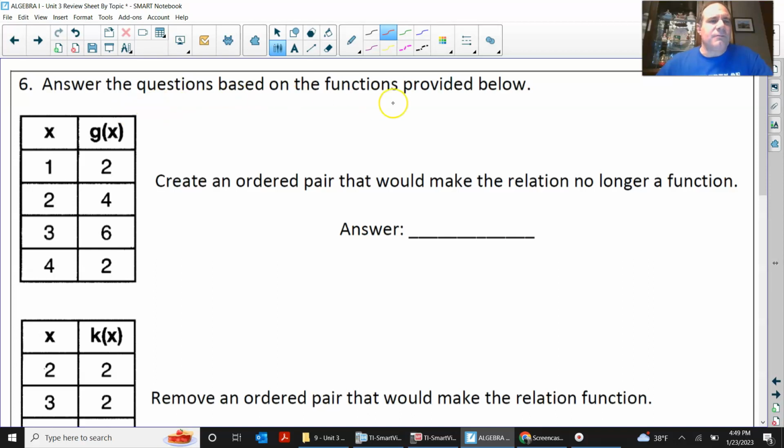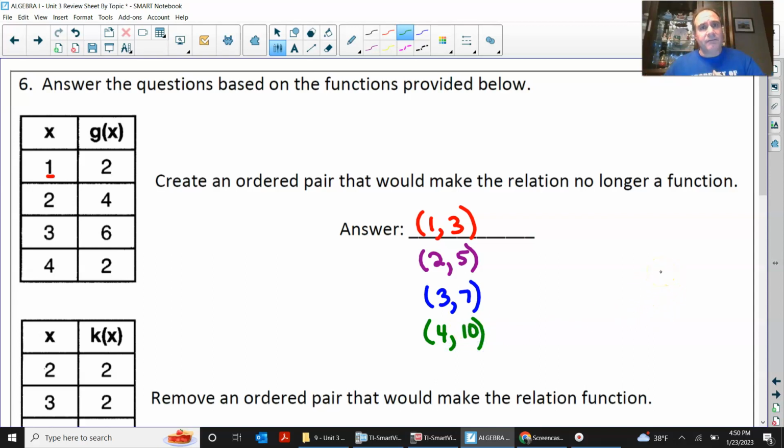Number 6, answer the questions based on the functions provided below. Create an ordered pair that would make a relation no longer a function. So I am just going to put 1, 3. That means the 1 would be repeating and it would go to a different y. I could also put 2, 5. The 2 would repeat, and I could go to 3, 7. And lastly, I could put down 4, 10.